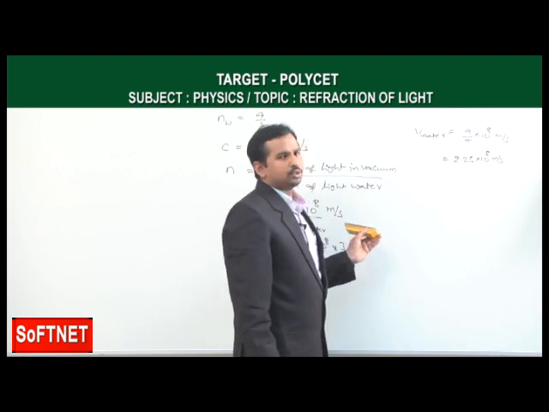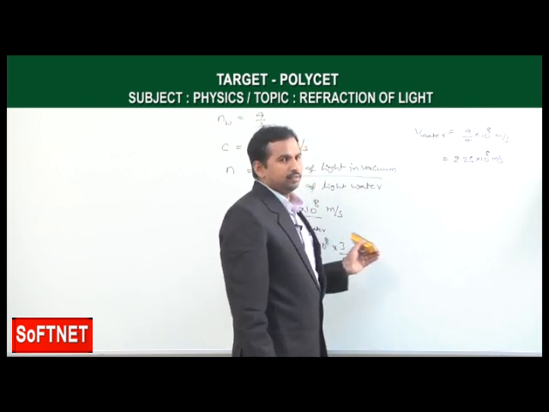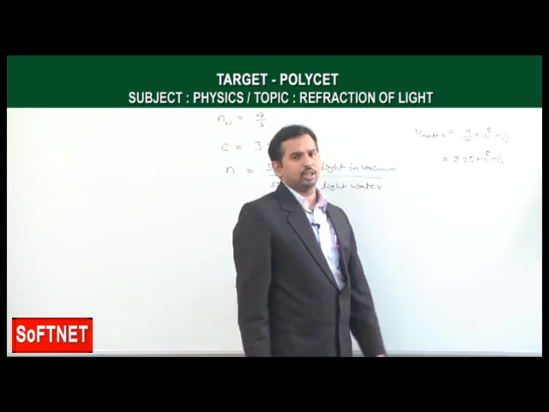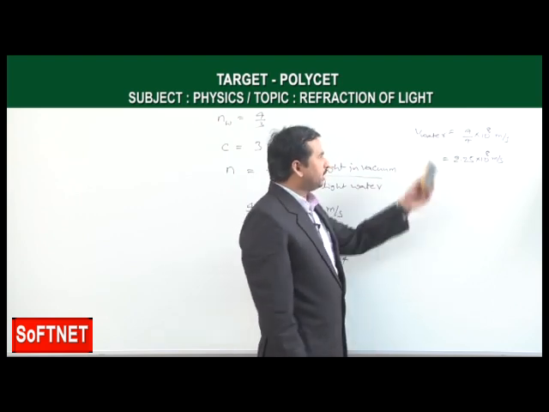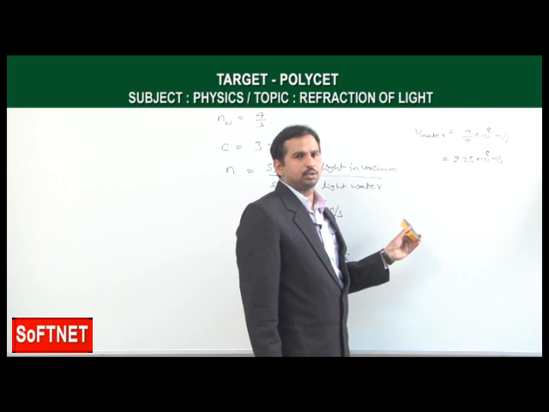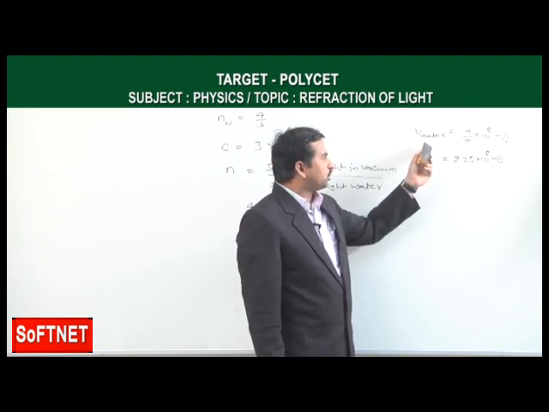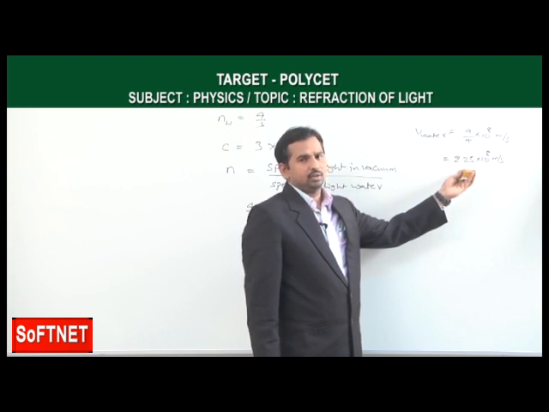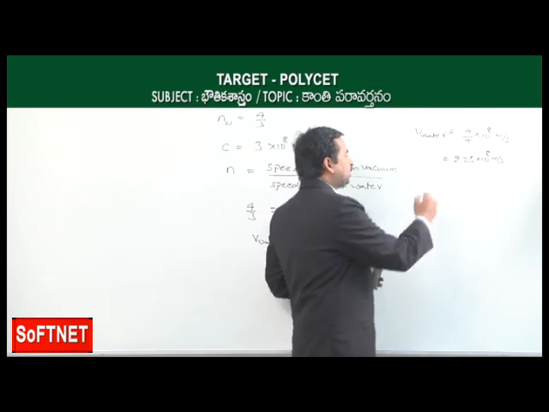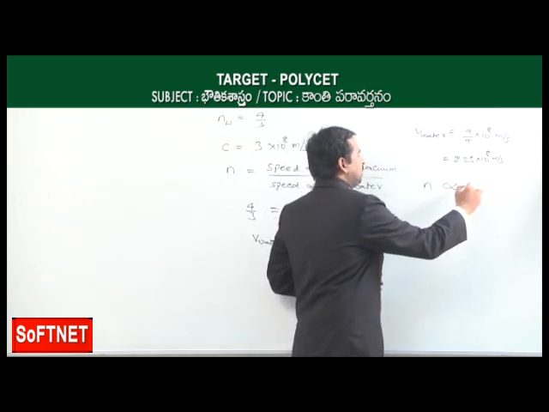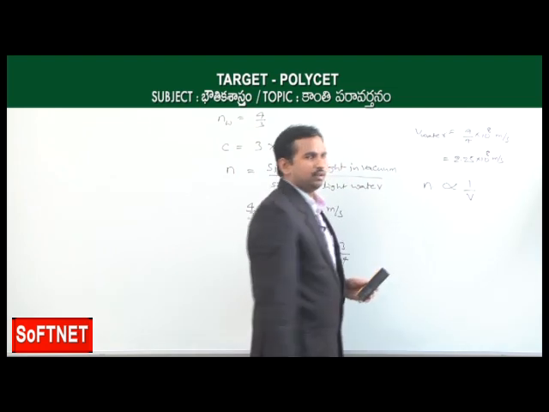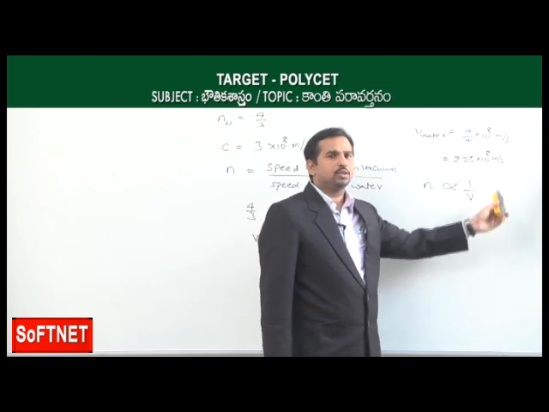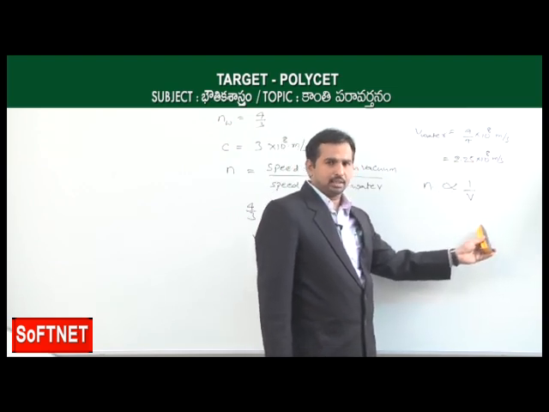The original velocity of light when it is passing through air, where air is a rarer medium, is 3 into 10 power 8 meter per second. But once it enters the water, where water is a denser medium, the speed of light is decreased. So the refractive index is always inversely proportional to the speed of light. As the refractive index of water is more, the velocity of light is less in this case.